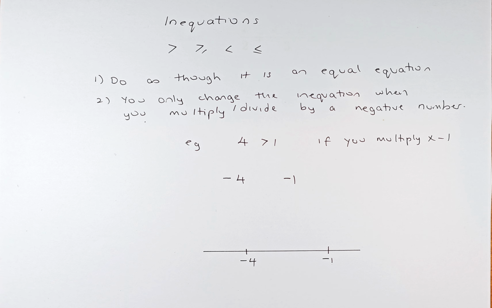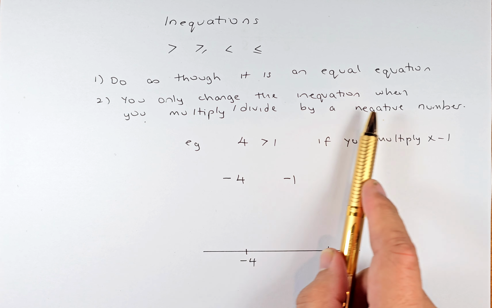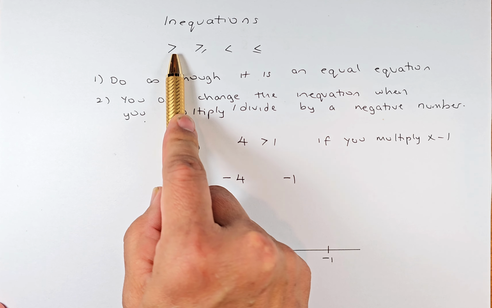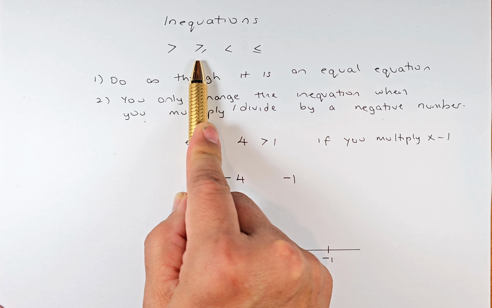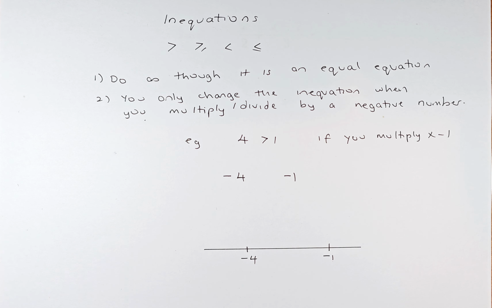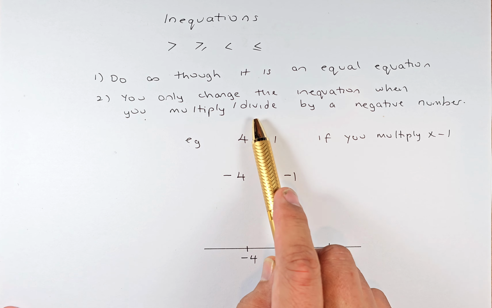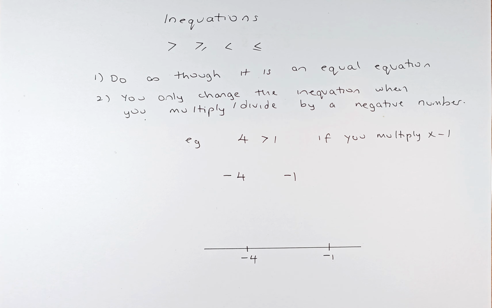So when you have to solve an inequation, what you do is solve it as though it is an equal sign. But remember, you only need to change the symbol of the inequation, if greater it will become less than, and greater than or equal becomes less than or equal to, only when you multiply or divide by a negative number. We shall do two examples and you will understand what I mean.